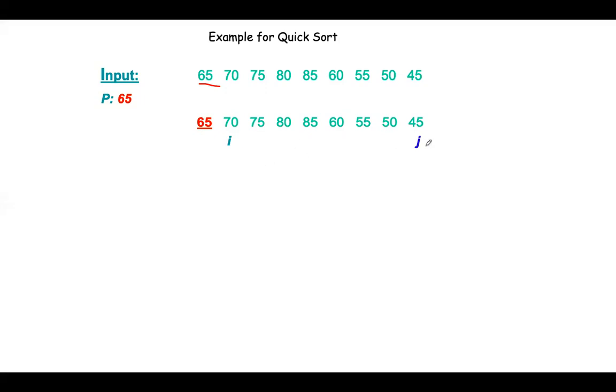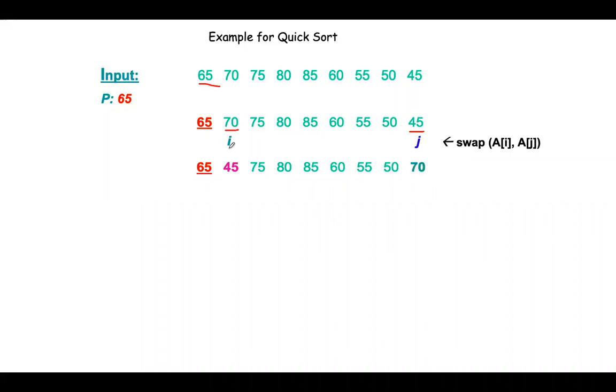When these two conditions are satisfied, that is a of I is greater than 65 and a of j is less than 65, what we'll do next is swap these two elements, 45 and 70. Okay, 45 and 70 are swapped. 45 will come here, 70 will go to the last part of the array.